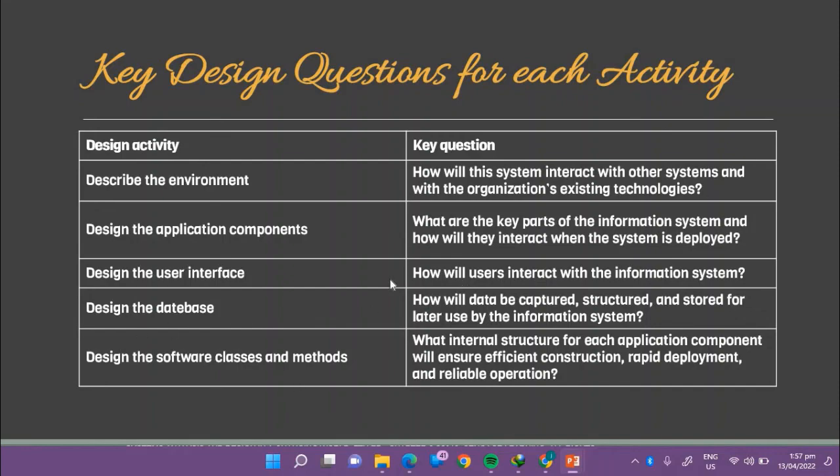When designing the database, you will ask, how will data be captured, structured, and stored for later use by the information system? And in designing the software classes and methods, you may ask, what internal structure for each application component will ensure efficient construction, rapid deployment, and reliable information?